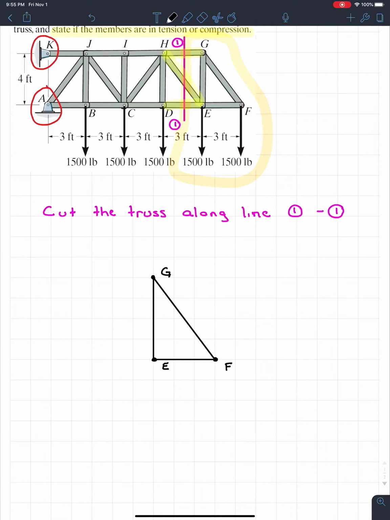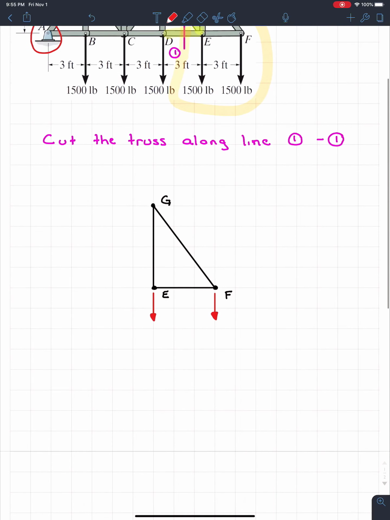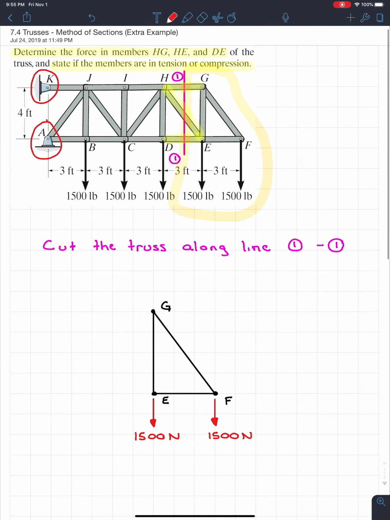I see that I have some external forces, so I got a vertical load both at E and F, so I'm going to include those right here. So vertical load at E and F. And remember, we're keeping all these examples SI, so we're not going to worry about imperial. So all I'm going to do is, instead of saying 1,500 pounds, I'm going to say 1,500 newtons. Then I'm going to do that for both. 1,500 newtons. All right, I got my external forces.